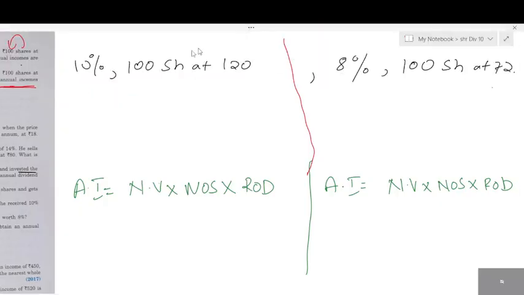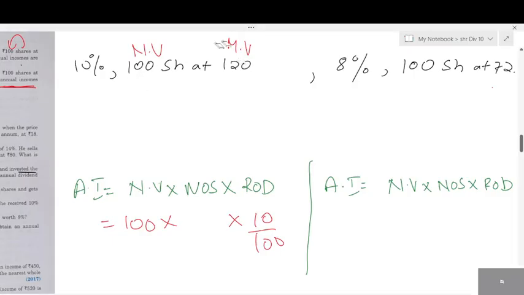What is nominal value and market value, students? In the first one, nominal value is 100. Market value is 120. Okay. What is missing here? To find annual income, what is missing? Nominal value is given, 100. Rate of dividend is 10 divided by 100. What is missing? Number of shares is missing, right? Number of shares is missing.